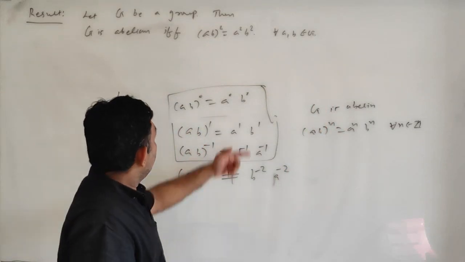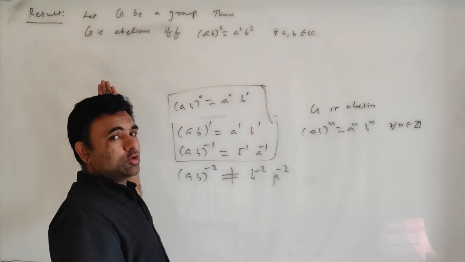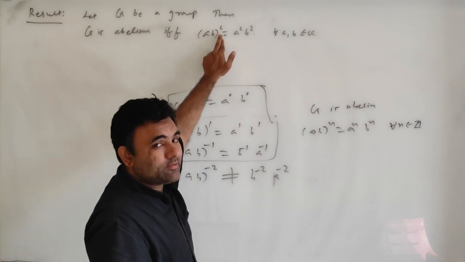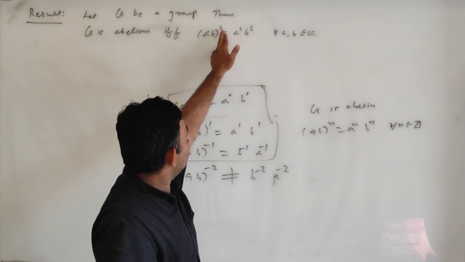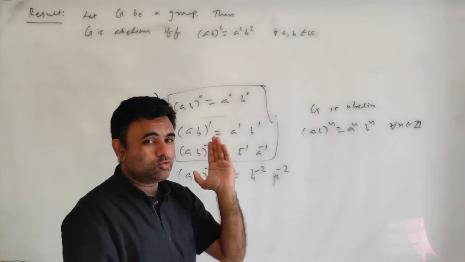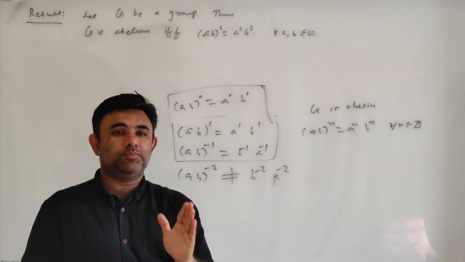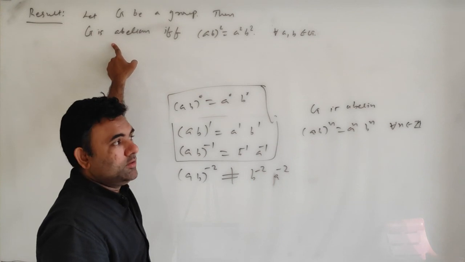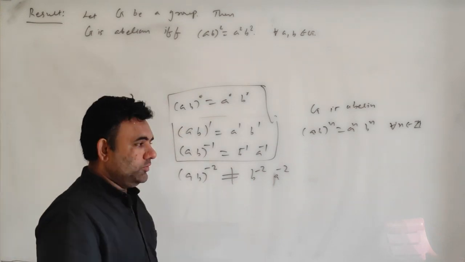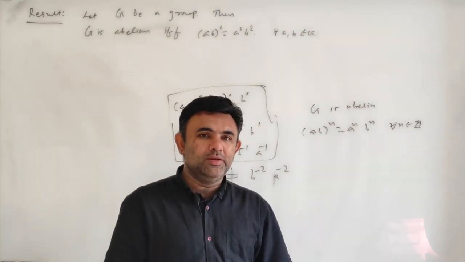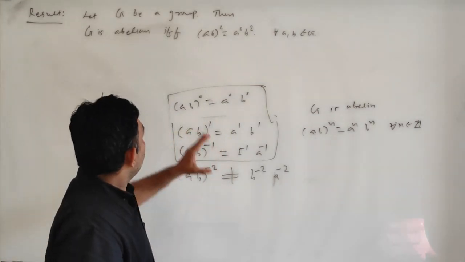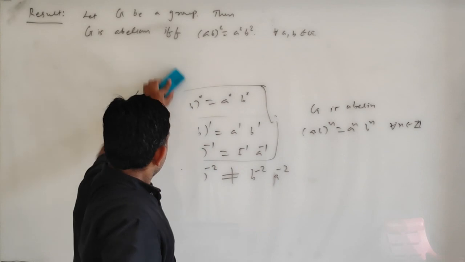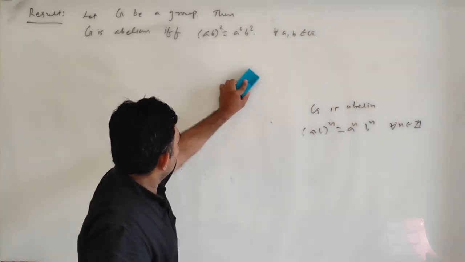Okay, but the other way is also correct, and what it says is that (AB) squared is equal to A squared B squared. That means if you can distribute the 2 power to both A and B from left to right, then your group will be abelian. So you get the condition of abelian in terms of the distribution of the power. So let us prove this result. The proof is very simple.